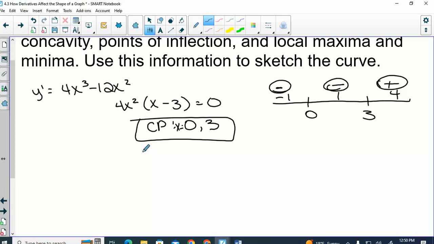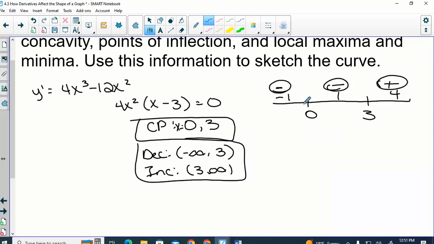So, I know my graph is decreasing where? Negative infinity to 3. Why don't we have to break it up and say negative infinity to 0 and 0 to 3? Because it's decreasing the whole time, the same thing. Where is it increasing? 3 to infinity. So, maxes or mins, what do we have? At 3, we were decreasing and we switched to increasing, so that means the local min.